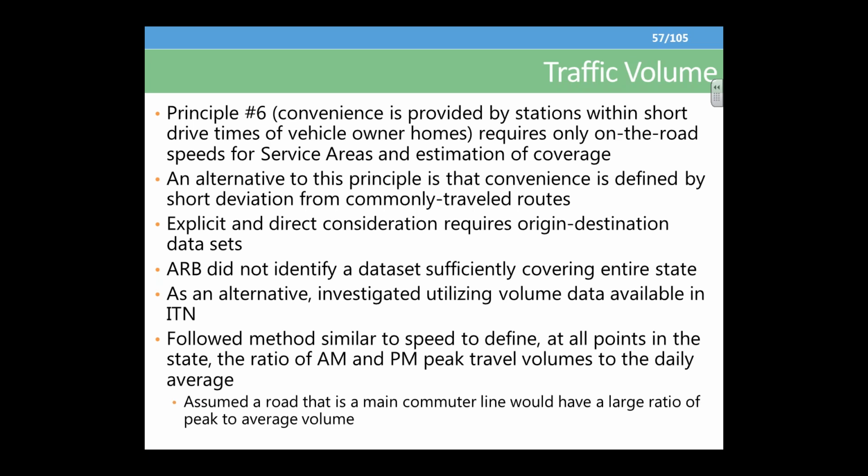Explicit and direct consideration of this, being able to actually calculate this, requires what's called origin destination data sets. We tried to look for this. We tried to find a data set that could cover the entire state sufficiently to the same kind of degree as we got for the ITN Tiger, but we weren't really able to find a data set that did that yet.